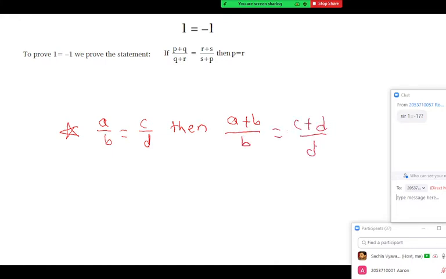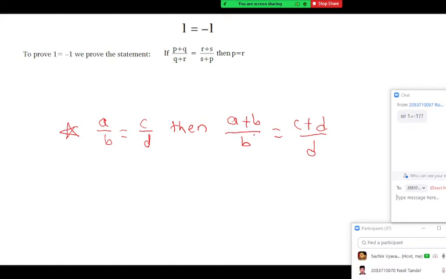What is the name of this rule? No one? Is it true first? When A upon B is equal to C upon D, then (A plus B) upon B is always equal to (C plus D) upon D. Is it always true? Yes, that is true. That is known as componendo actually.